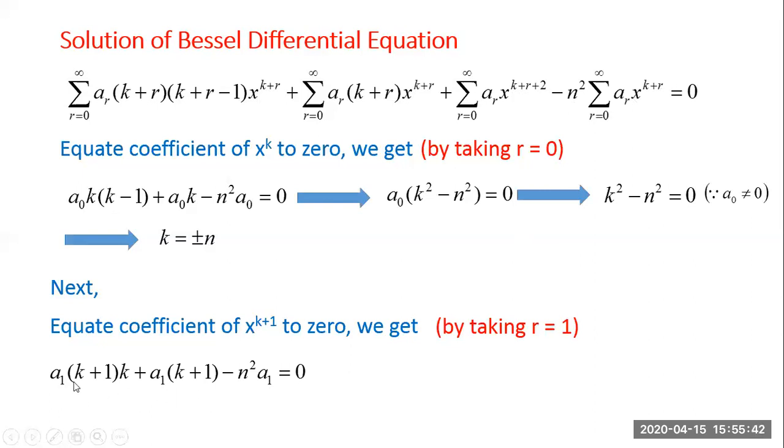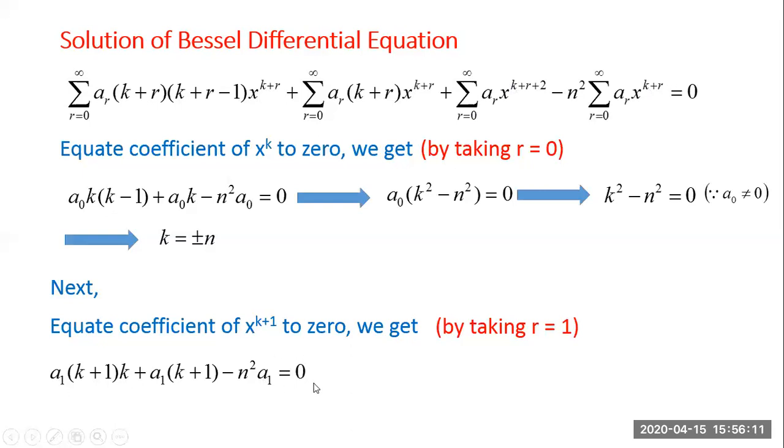So a1 into k plus 1 into k from the first one, a1 into k plus 1 from the second term. The third term starts with x power k plus 2. When I substitute r equal to 0, I get x power k plus 2, so I don't get an x power k plus 1 term from the third one. Therefore, ignore the third one again. From the fourth term, the k plus 1 coefficient is minus n square into a1, equal to 0.